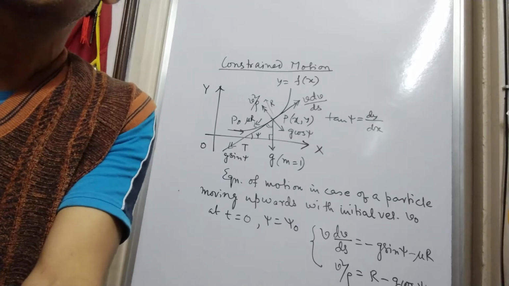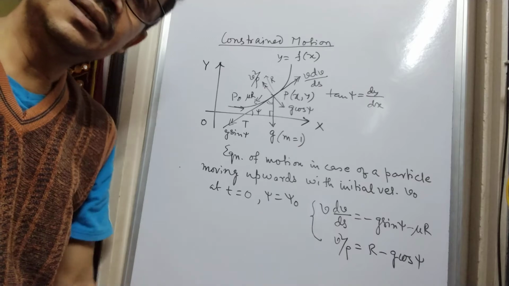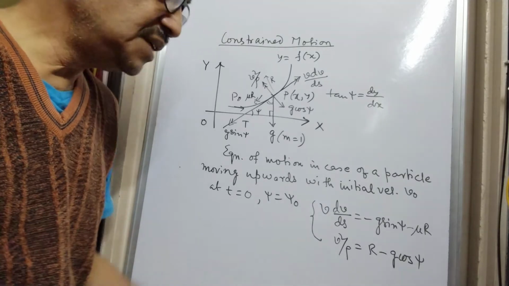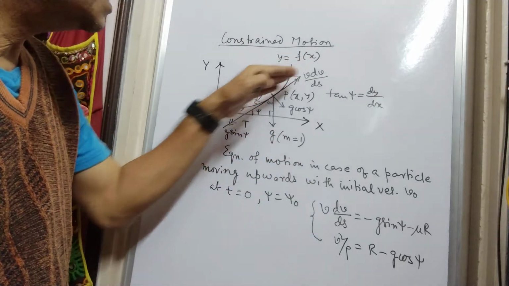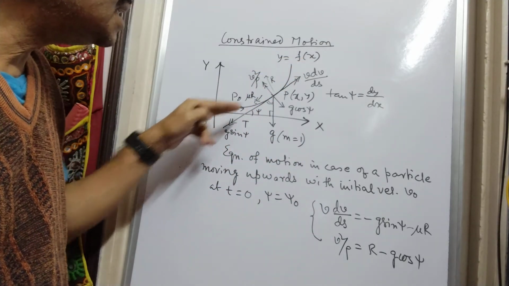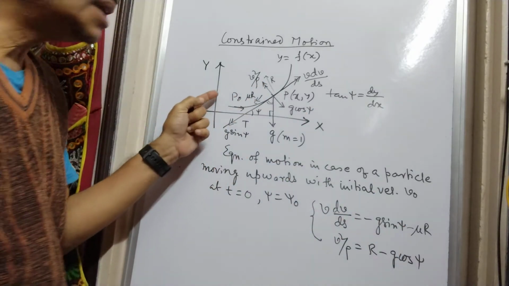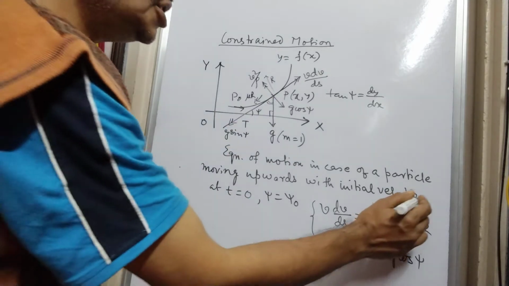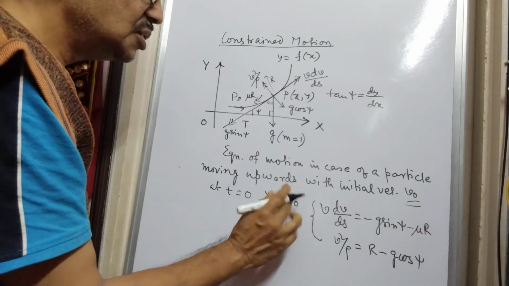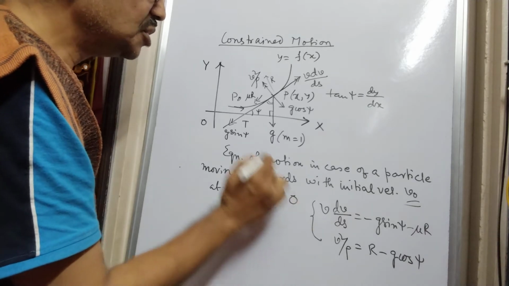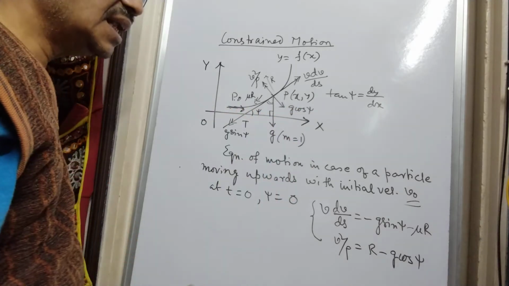Sorry, I should adjust a bit so it's visible, I think. Clear? I'm very sorry. So v dv/ds, let me repeat it, v dv/ds is the tangential acceleration, that is equal to minus g sin psi and minus mu R. Both the forces are dragging the particle downwards, but the particle is climbing upwards due to this initial velocity starting from P0 at time t0, where psi is equal to psi 0, which is actually 0, because we have assumed that at P0 the tangent is parallel to x-axis.